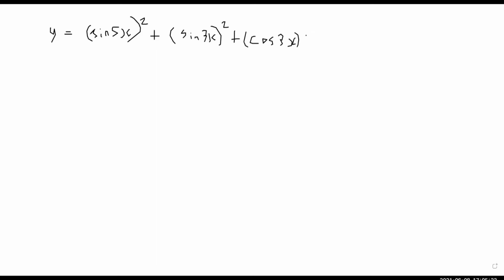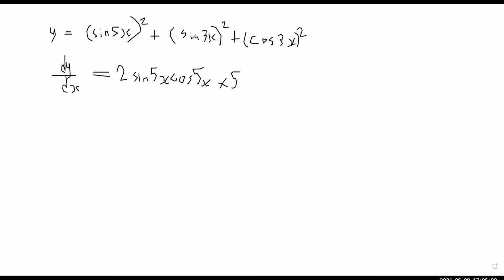So to find dy by dx, we differentiate. We carry down the power, so we bring down the 2 and write it there. We subtract 1 from the power, so that is then sine 5x. But then we multiply it by the derivative of sine 5x, which is cos 5x, and then we multiply it by 5. That's how we differentiate that.